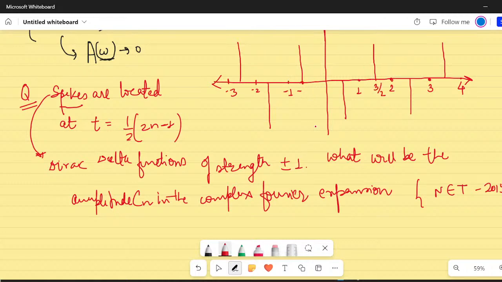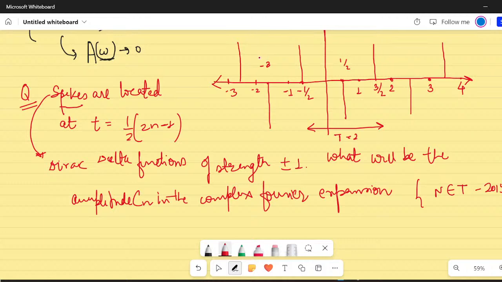This is minus 1 by 2. So clearly this particular pattern repeats with the period T equal to 2. If you take this particular term, this will be plus 1 by 2, and here you know that this will be minus 3 by 2.